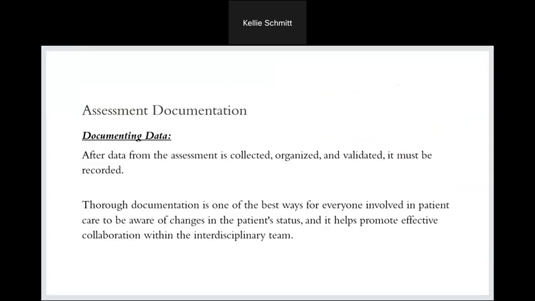And we need to document. After data, you need to document. Thorough documentation is one of the best ways for everyone involved in patient care to be aware of changes, and it helps promote effective collaboration with other members of the team. In nursing school, I was always told, if you didn't document it, you didn't do it.